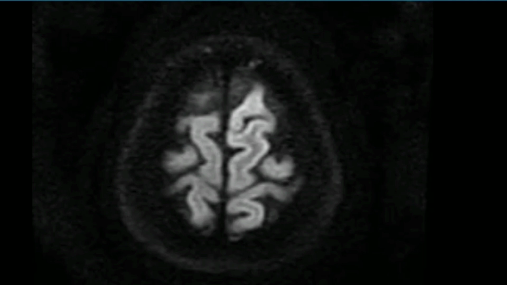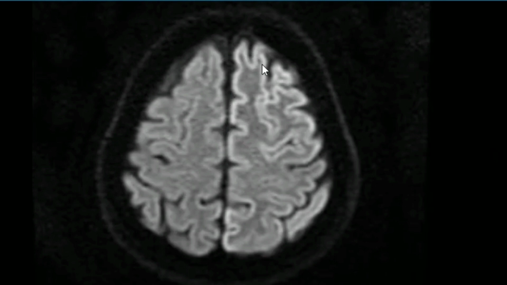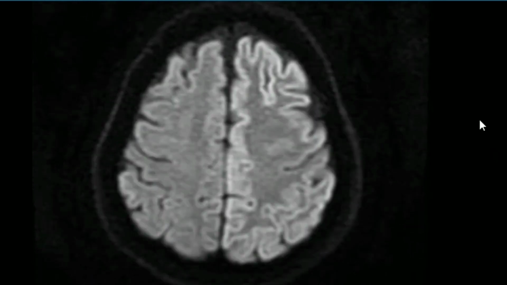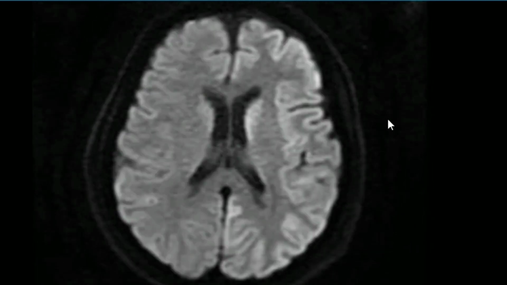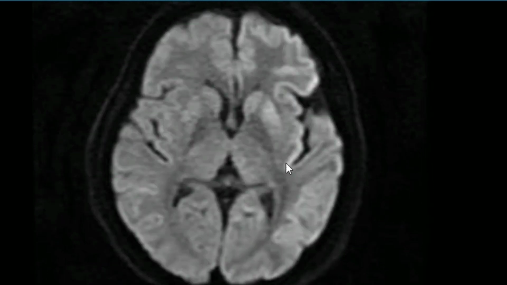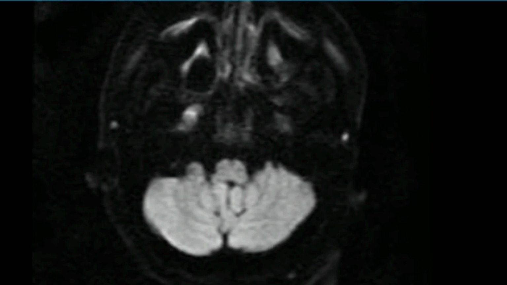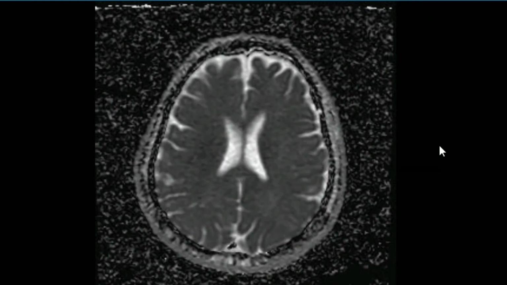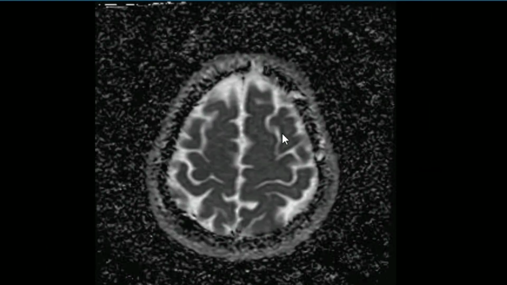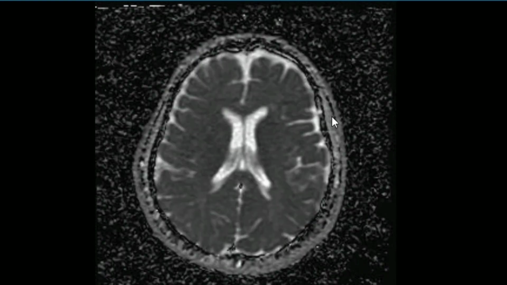This is the diffusion weighted sequence. Here we can see hyperintense signal intensity in the cortex of the left frontal lobe, as well as in the caudate nucleus and left lentiform nucleus. Right side appears to be normal. Subtle corresponding low signal intensity on ADC map imaging.